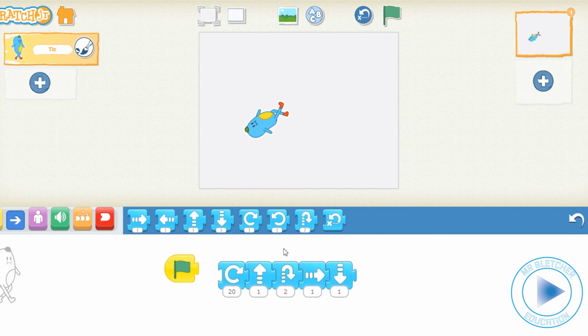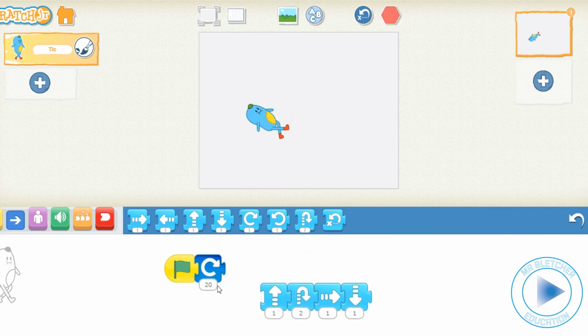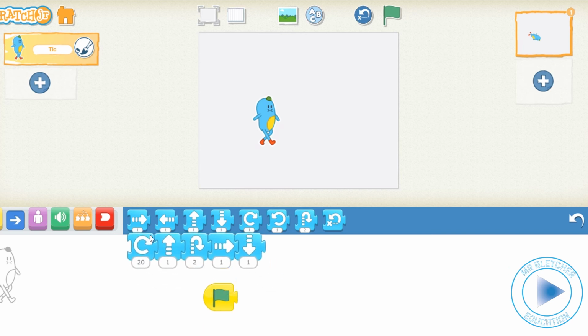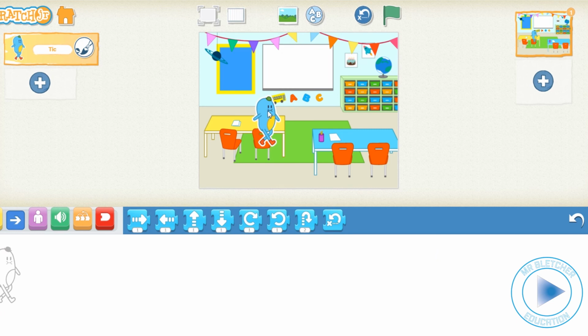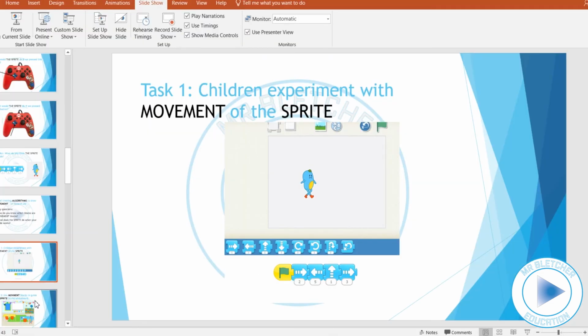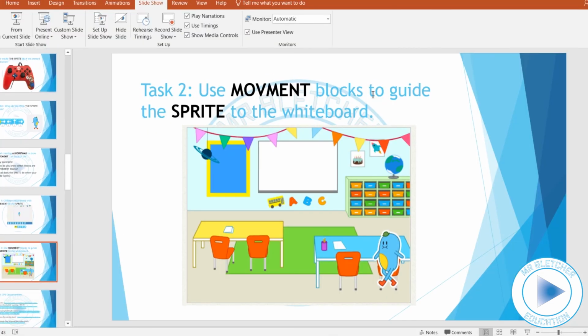Okay, so I'm going to move Tick back around a little. Okay, there we are. We've just reset his position by clicking on this part here. Now, to set up the next task, we're going to get rid of all of those. We need to go to the backgrounds, and we want to choose this school classroom scene here. Okay, and we're going to drag Tick to this chair here. And the second task involves using movement blocks to guide the sprite to the whiteboard.